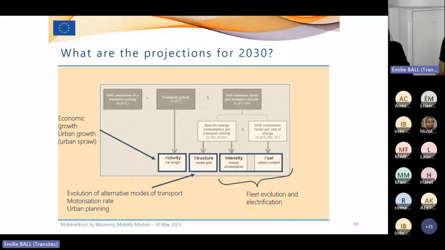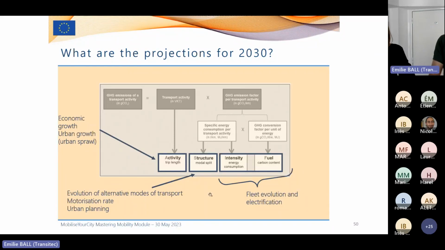The structure, how can it evolve? If you have a development of alternative modes of transport, for example, if the bus network becomes more performant, more attractive as well, you can imagine that you can have a modal shift from car to bus, for example. But on the other side, if you have an increase of motorization rate, because as we can observe in recent years, and we are going to show you a graph afterwards, there is an increase in motorization rate in Tunisian cities.